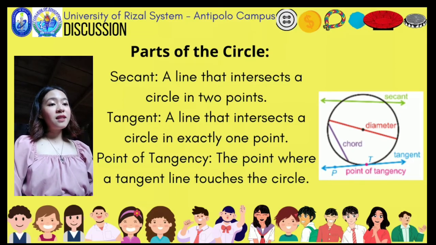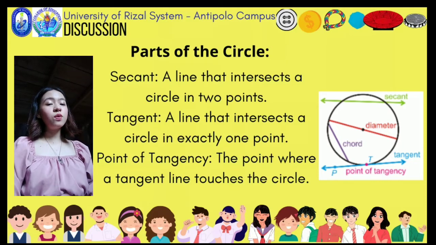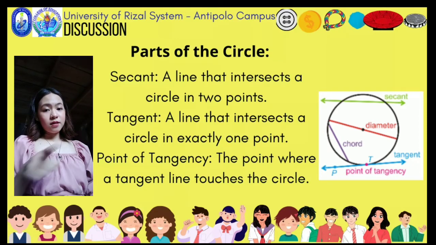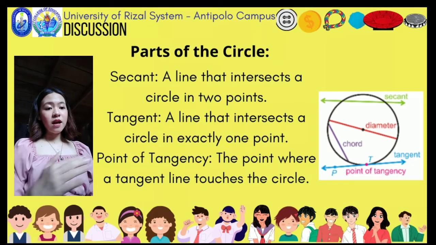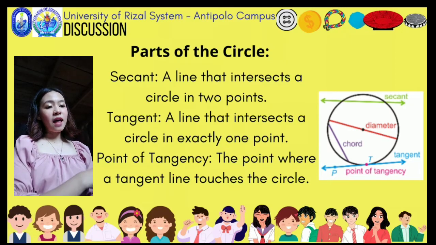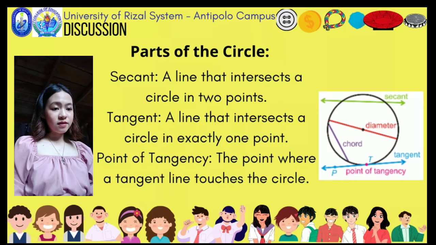Okay? A line that intersects a circle in 2 points. Tandaan nyo yan, ha? Siya yung line na lumagpas sa circle. Next is the tangent. A line that intersects a circle in exactly 1 point. Siya yung line na nag-touch lang sa circle. Remember, outside the circle. At tong kulay blue na to, yung kulay blue na line na yan, ang tawag dyan ay tangent. Okay? Tangent.